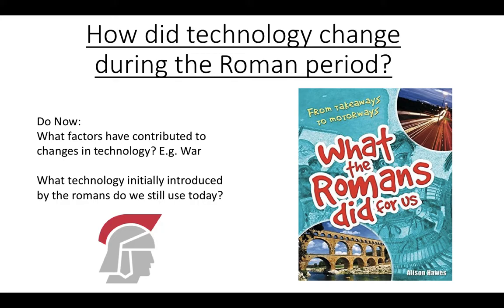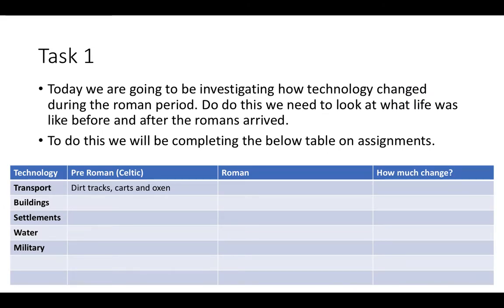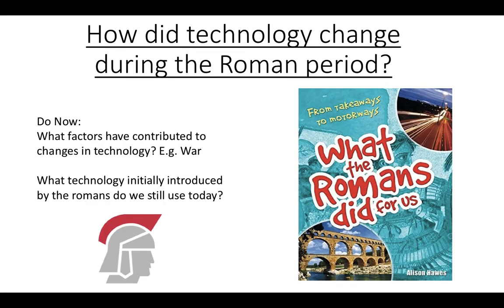Your do now is what factors have contributed to changes in technology. So I'm looking at the key factors over time that have changed technology. And then I would like you to tell me what technology initially introduced by the Romans do we still use today. So think about what technology we use today that the Romans gave us. So go to your assignments. I'll give you 5 minutes to complete that task.